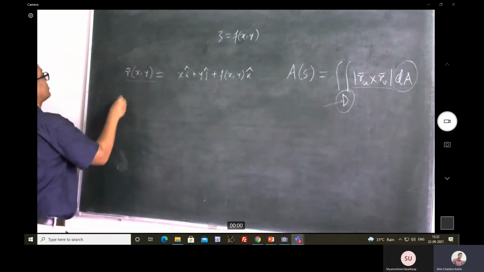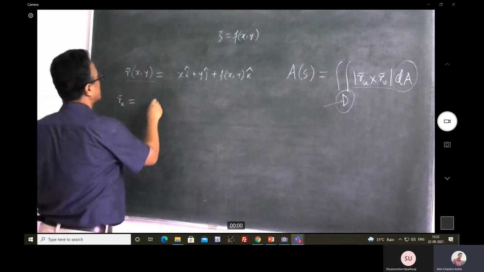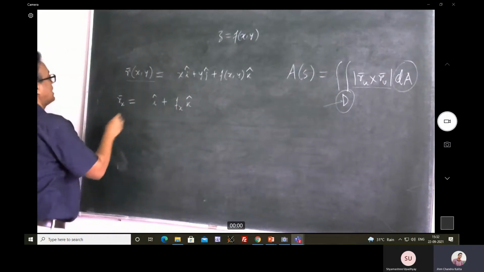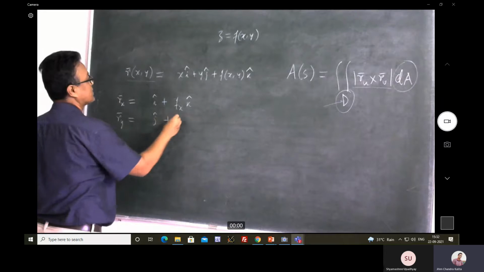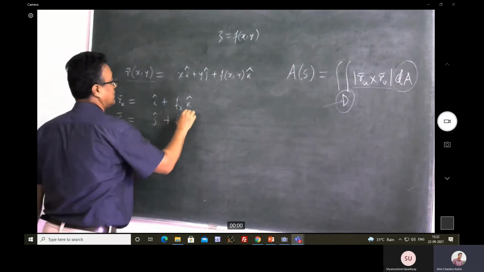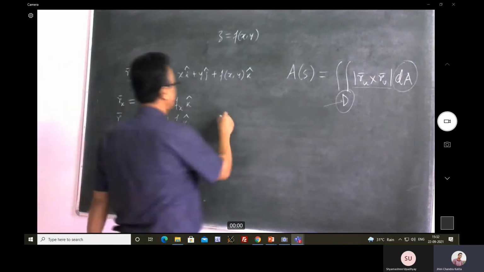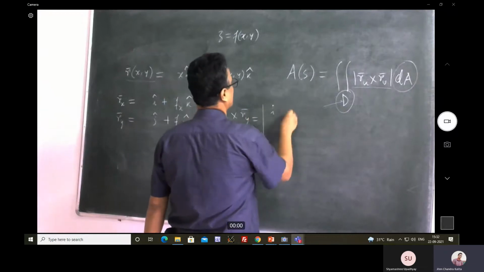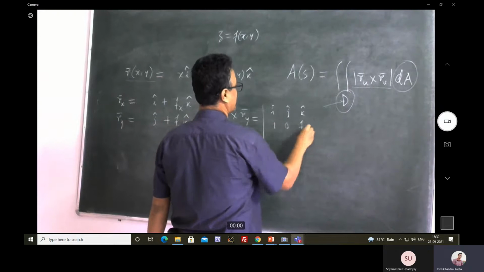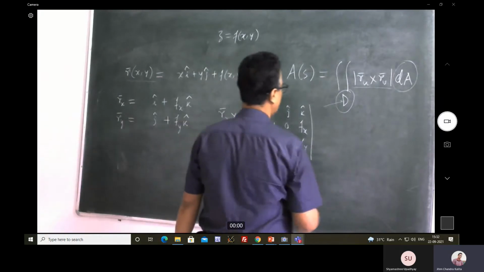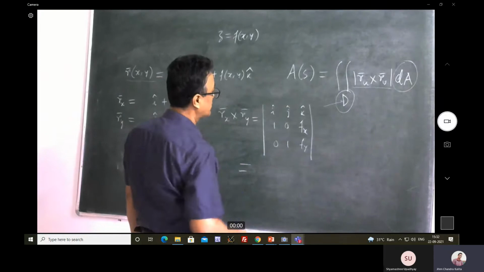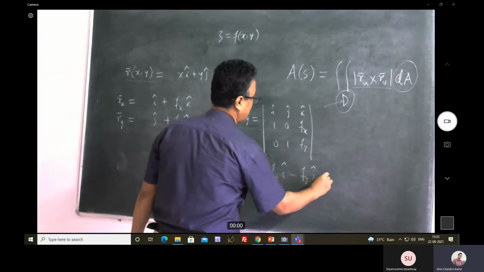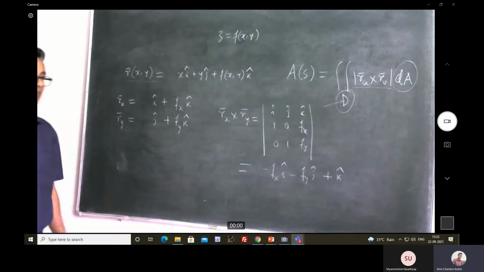Now, if you look at this formula, then what I have to find out is Rx. Rx is simply going to be i plus fx k, and Ry is going to be equal to j plus fy k. Then Rx cross Ry is going to be the determinant of i, j, k; 1, 0, fx; 0, 1, fy, and this is going to give you minus fx i minus fy j plus k. Is it okay? Fine.